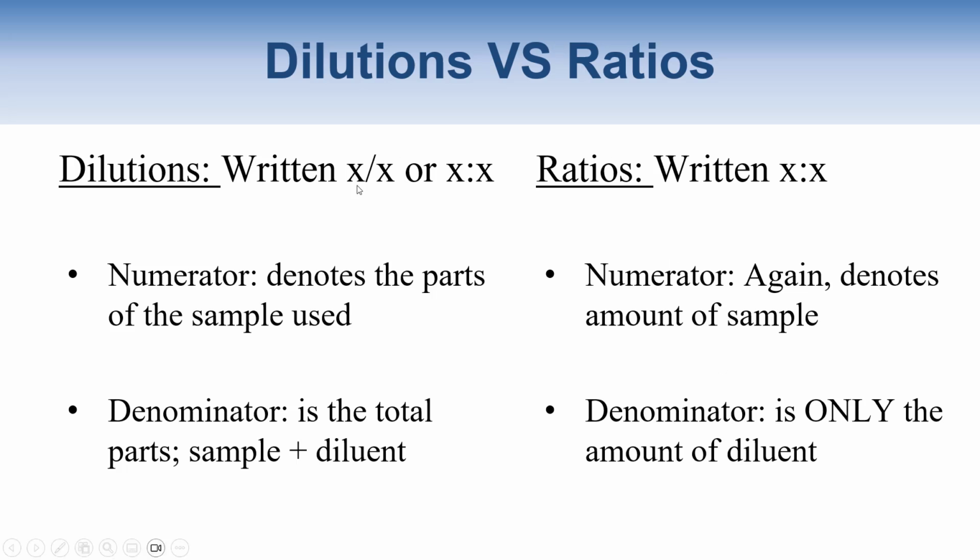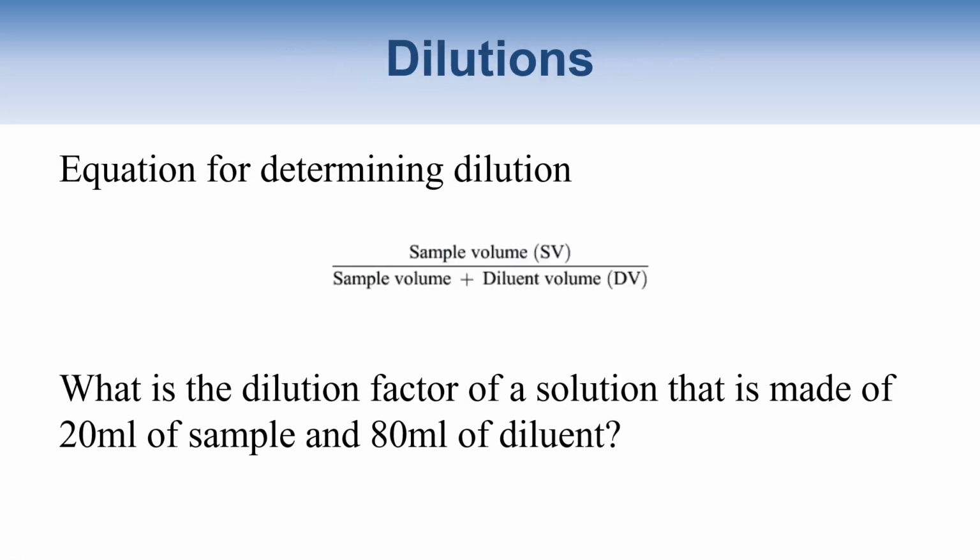So the top number, this first number that we would see, and it can either be expressed like this or this, is going to be the sample that's used, while this second number is going to be the sample plus diluent. So this is the equation for determining dilution.